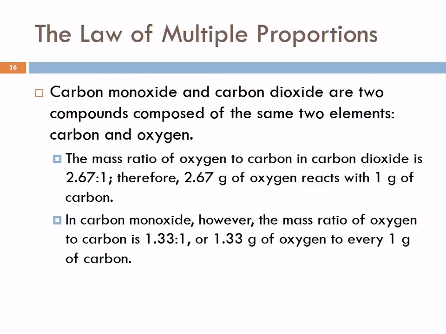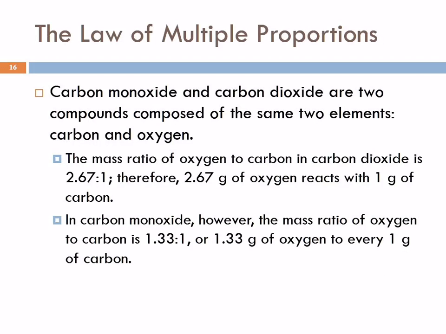I think I have an example coming up. Yeah. Carbon monoxide, carbon dioxide. Two compounds of carbon and oxygen. Very different properties. So if we look at the mass ratio of oxygen to carbon in carbon dioxide, it's 2.67 grams of oxygen to 1 gram of carbon. Carbon monoxide, the ratio is 1.33 to 1. 1.33 grams of oxygen to every 1 gram of carbon.